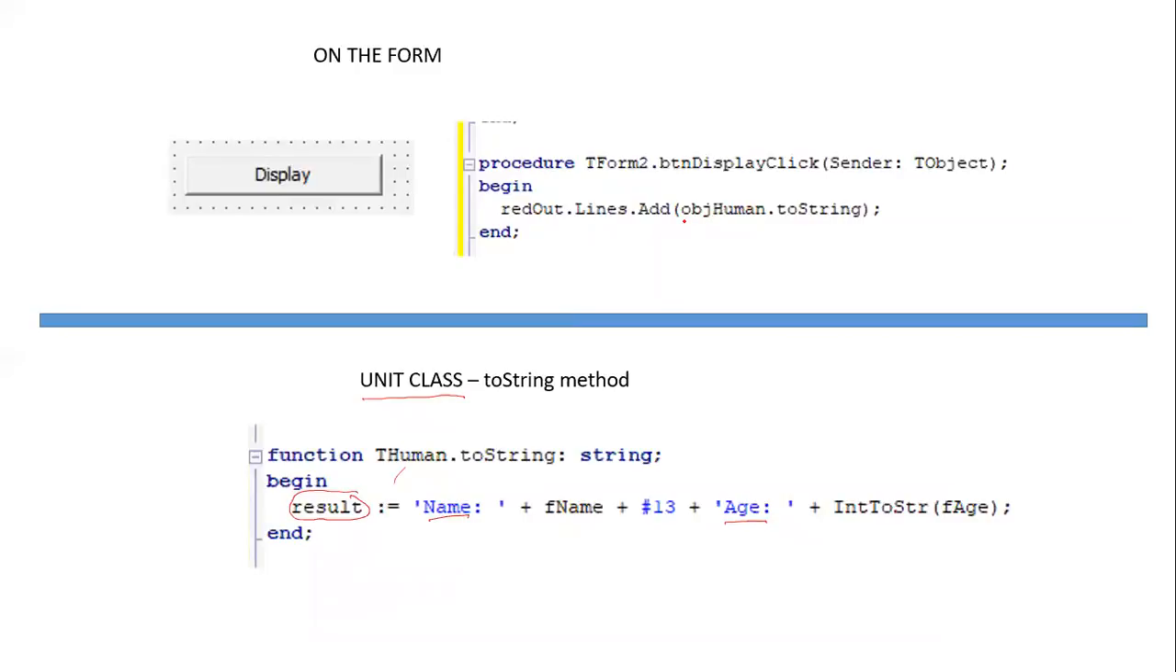So we use objHuman, and we simply call the toString method. The toString method displays a heading with the name that it was instantiated with, a heading with the age that it was instantiated with. And because this is a function, it returns a value, and I am able to display the value that's being returned in a rich edit.